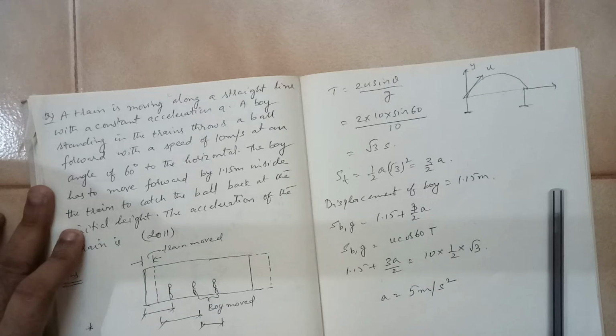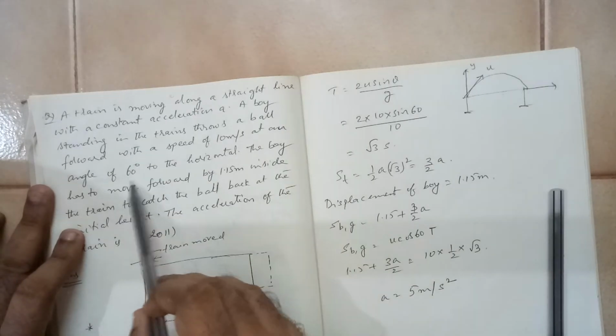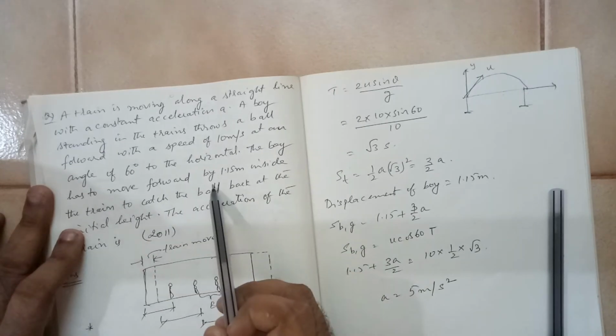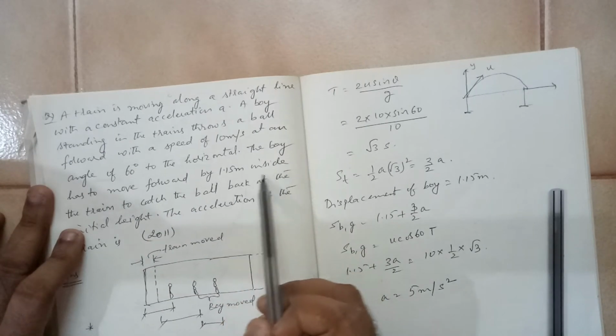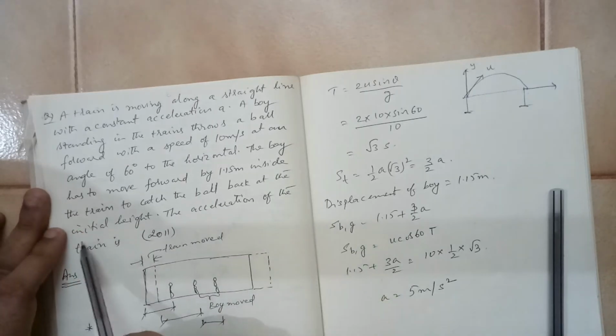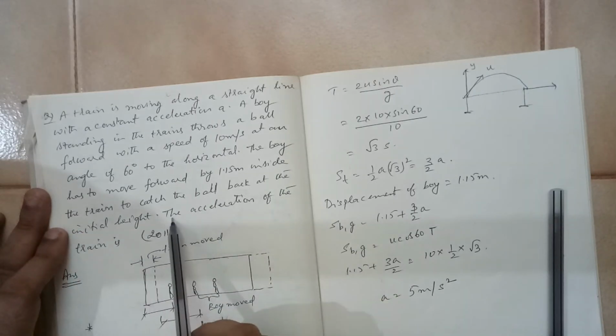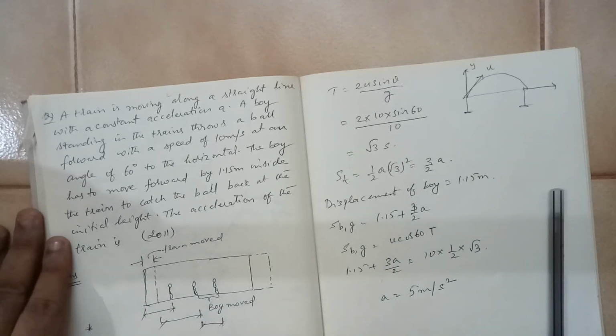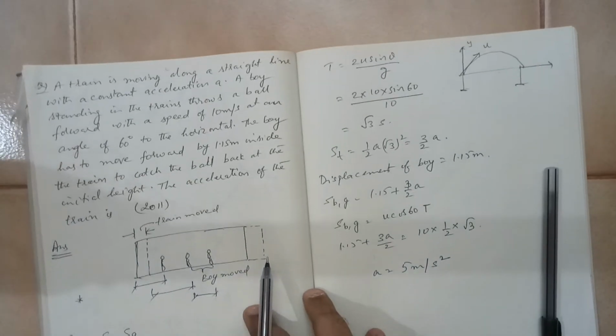So there is a boy in the train and he throws a ball. It's a projectile motion. Angle is given. The boy has to move forward by 1.15 meter inside the train to catch the ball back at the initial height. The acceleration of the train is? This question has come in 2011.